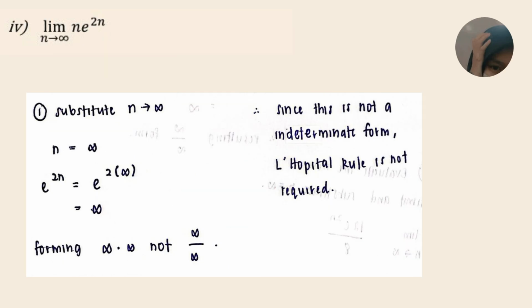So for the last question, we have the limit as n approaches infinity of n times e to the power of 2n. Firstly, we have to substitute n equals infinity. As n approaches infinity, both n and e to the power of 2n increase without bound, forming an infinity multiplied by infinity form, not an infinity over infinity form. So since this is not an indeterminate form, L'Hopital's rule is not required. Therefore, the limit answer is simply infinity.